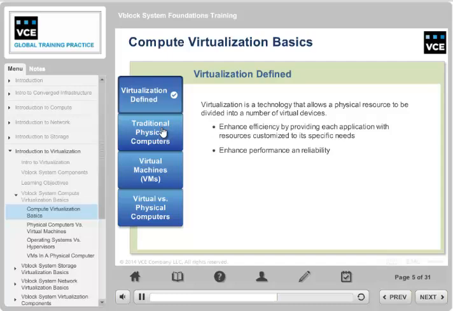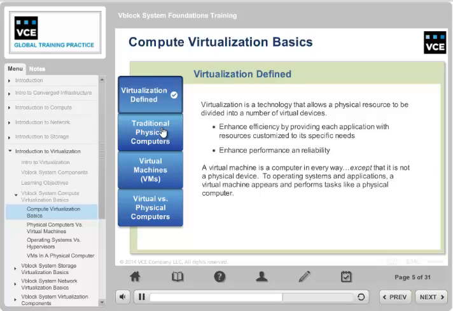We call a virtualized computer a virtual machine. A virtual machine is a computer in every way, except that it is not a physical machine. However, to the operating systems and applications they run, a virtual machine presents itself and performs tasks just as a physical computer would. Virtualization in Vblock systems involves all components, including compute, network, and storage. This is not an easy concept to grasp without using an example. So let's begin with a scenario to contrast how IT is provisioned traditionally versus how it can be provisioned virtually.